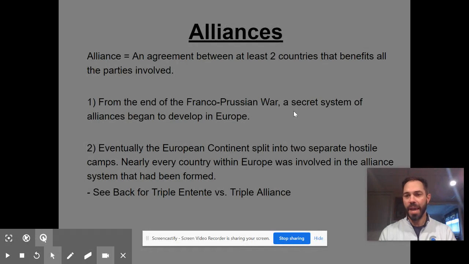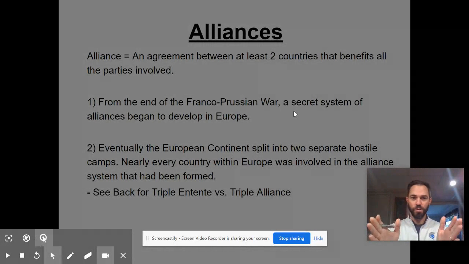The next one, the A, is the alliance system that's going to form. And if you know what an alliance is, you don't have to write that definition down, but it's an agreement between at least 2 or more people or groups, in this case, countries, that's going to benefit all the parties involved. Okay, and we start to get an alliance system forming at the end of something called the Franco-Prussian War, which for this class you can think of as France versus Germany. And eventually this European continent is going to be split into 2 separate groups, alliances, camps that are going to be taking part in the beginning of the First World War.